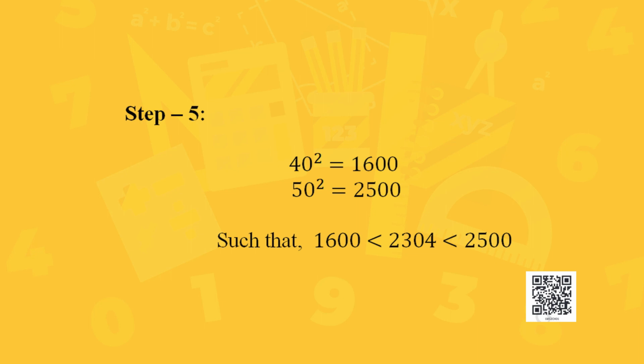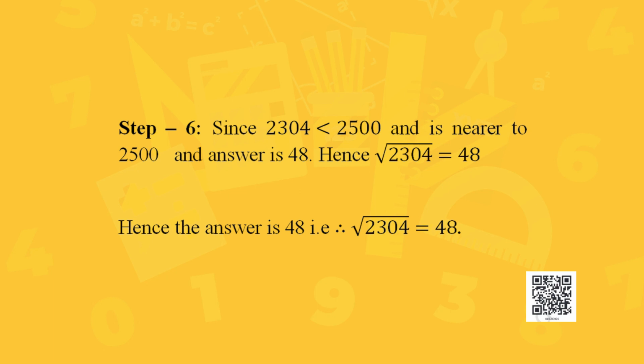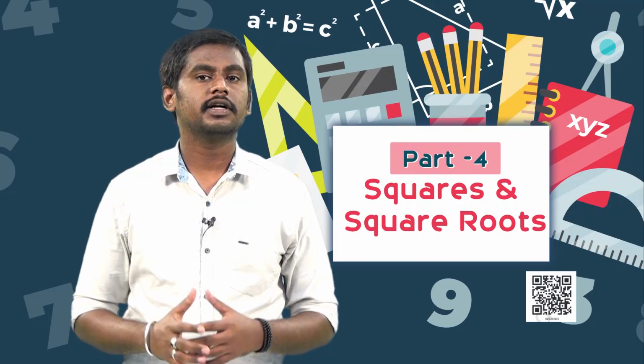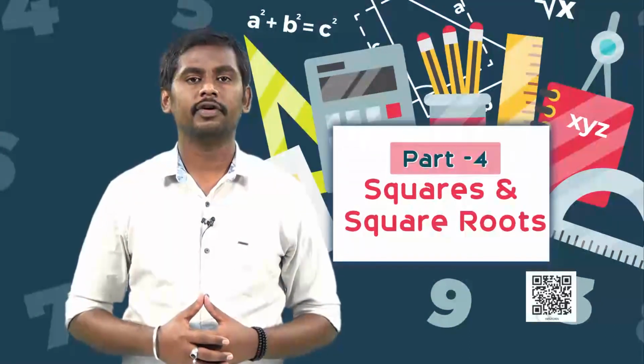We have got the numbers 4 and 5. So now by putting 0, we make them 2-digit numbers, and thereby we get 40 and 50. So making them squares, we get 40 square and 50 square, which are nothing but 1600 and 2500. Now the given number 2304 clearly lies between 1600 and 2500. Since 2304 is less than 2500, that is, it is nearer to the right side number, the answer must be 48.